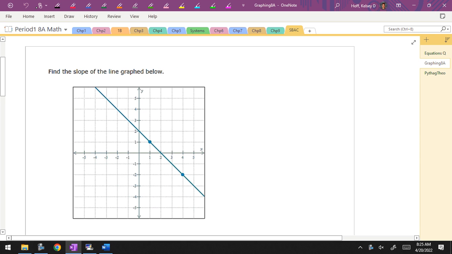Okay, today we're going to flip into graphing and remembering how to use slopes and y-intercepts, okay? Which actually we used not too long ago, so I'm hopeful that this isn't a crazy long review for you. So what if they give us this graph and they say, find the slope of the line graph below? How do I find the slope of this line? Tell me things you remember about slope.